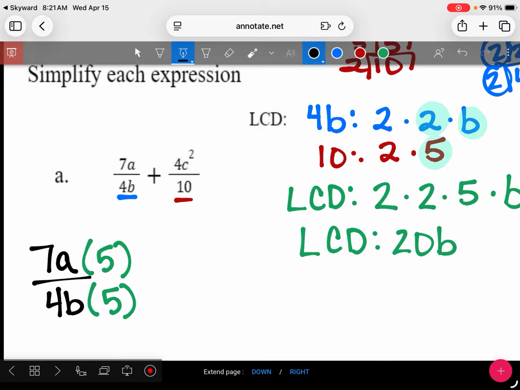Bring down your addition sign. You have 4c squared over 10. Now let's look at the red. I just have a 2 and a 5. There are 2 things down here in my LCD that I'm missing in 10. What 2 terms am I missing? So I only have a 2 and a 5. So what do I have in this row that's not here? B. A 2 and a B. So that's what I have to multiply this fraction by.